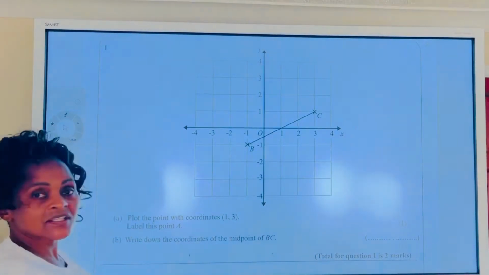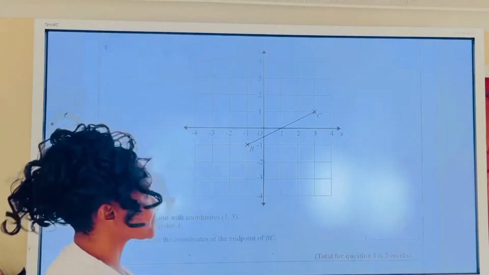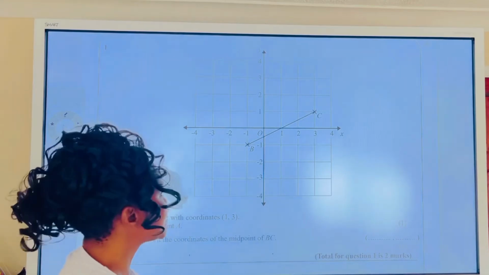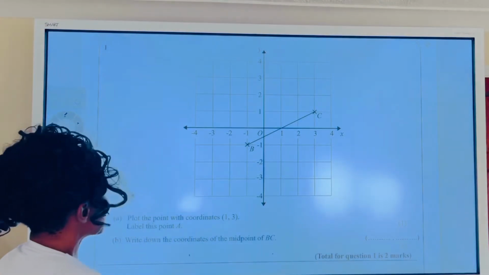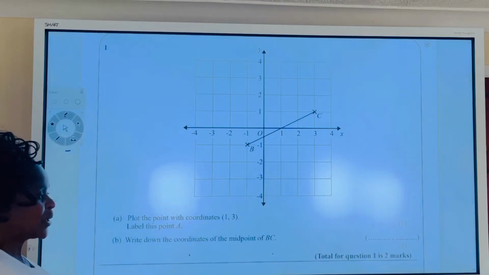Video today is on coordinates. I assume you've watched our previous video on coordinates 1. This is a step forward from the ones which you've done on the previous video. So on here it says, plot the point with coordinates 1, 3 and label this point A.